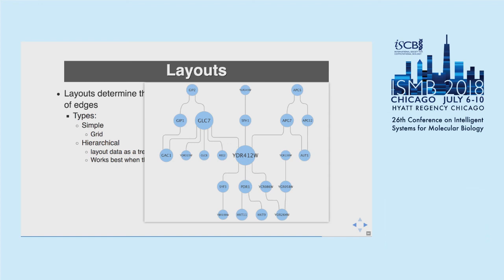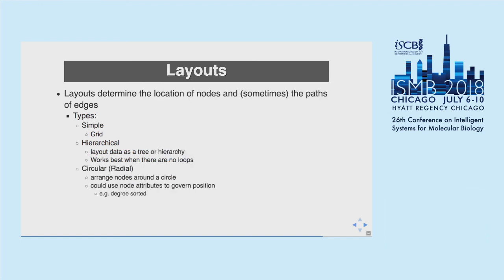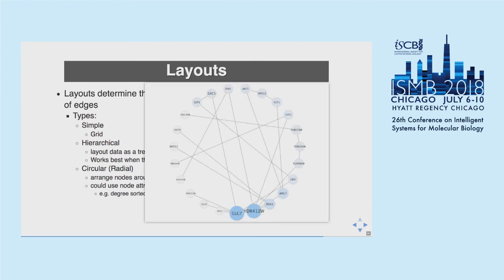Right? If you have a tree, if you have hierarchical data, or you have a section of your network that is hierarchical, that's a great time to use it. You don't have to use the same layout all the way through your network. You can highlight a bunch of nodes and change it. Circular. So here's an example where this is degree sorted. We've changed the size of the nodes based on the degree and the color. So you can get a real nice overview in a small network.